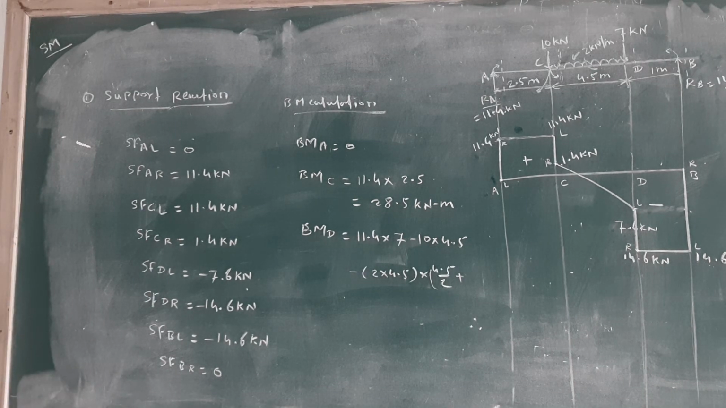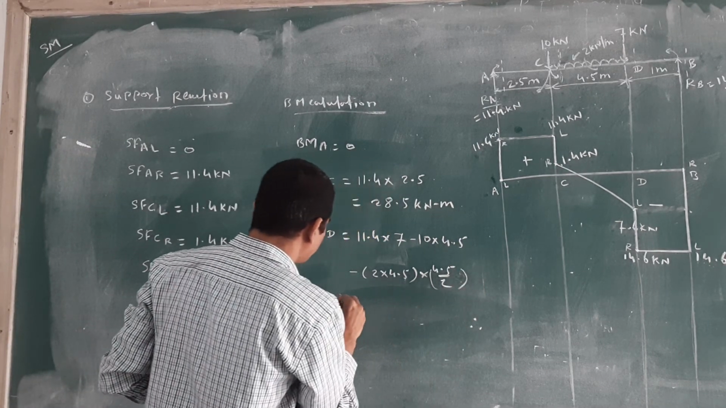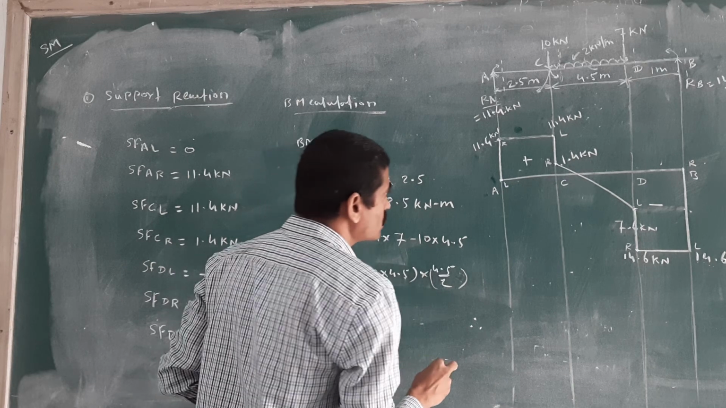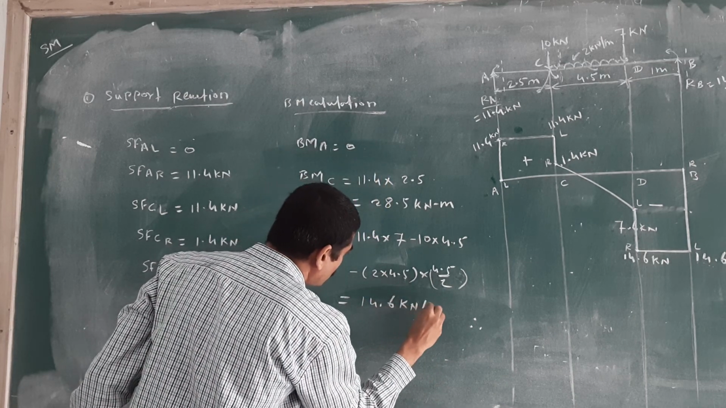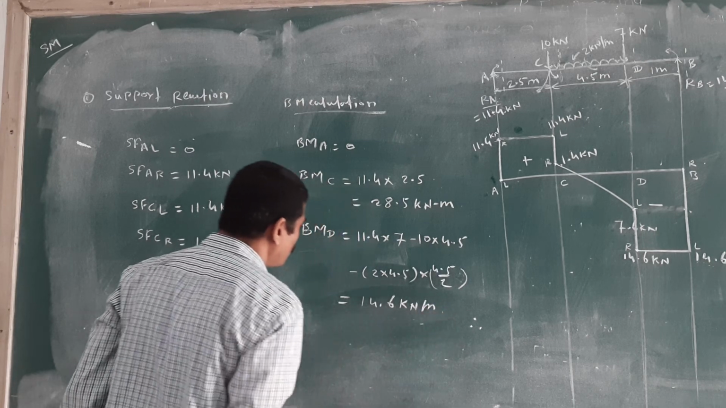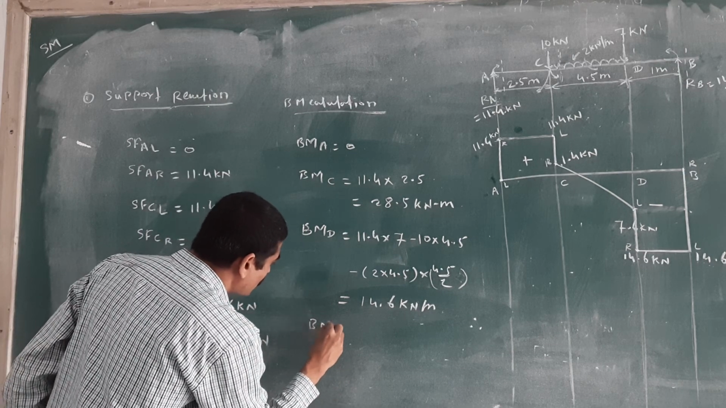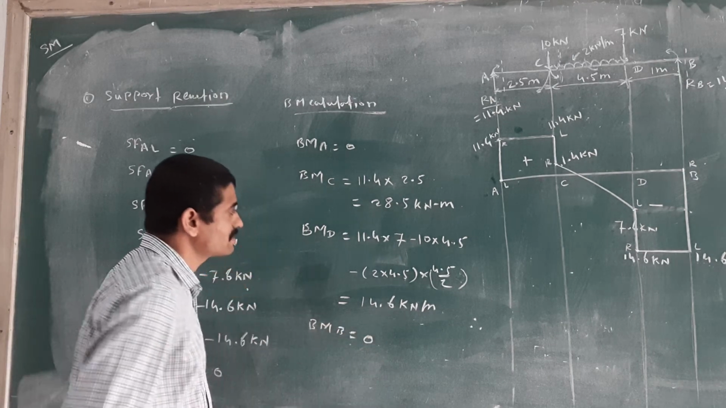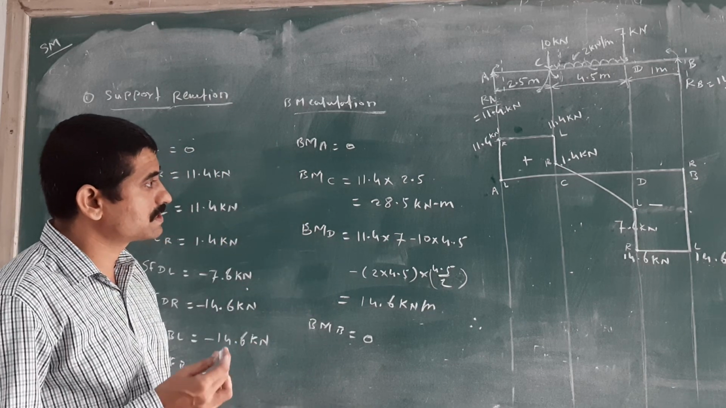4. Minus 10 into 4.5 minus 2 into 4.5 divided by 2 is there. Yes, this is the half distance of that. Check the value. Okay, we have this value 14.6 kilonewton meter. This is the bending moment at D. If you have calculated the bending moment at B, then definitely you will get the 0. Last lecture we have seen already. This is the bending moment calculations.